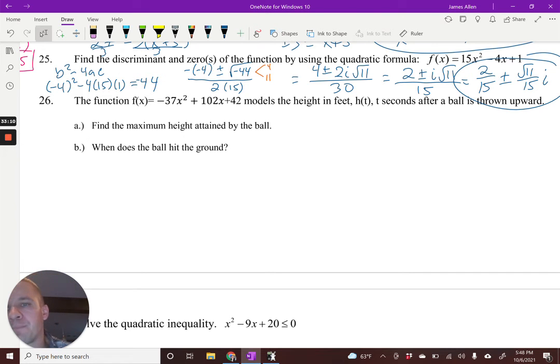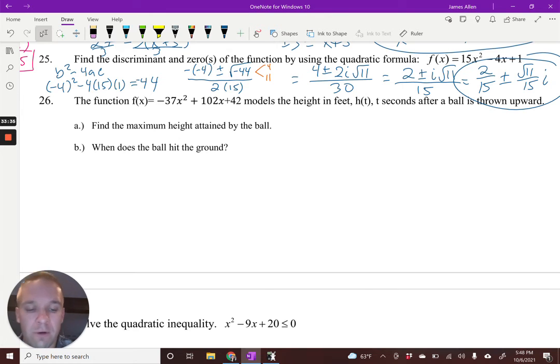All right, application problem. The function f of x equals negative 37x squared plus 102x plus 42 models the height in feet, h of t, where t is seconds after the ball is thrown upward. We must be on some other weird planet because we don't have negative 16t squared. Maybe it's Mars, maybe it's the moon, less gravity. Find the maximum height attained by the ball.